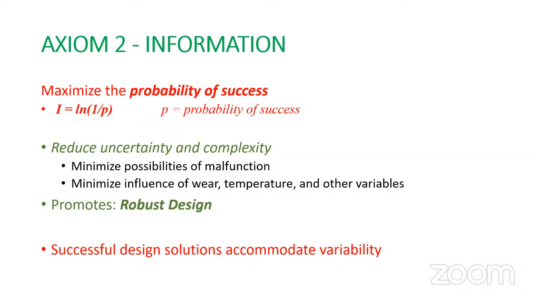The idea is to reduce uncertainty and complexity. We're uncomfortable with uncertainty. We would like, when we open up our cell phone, to be certain that we're going to be able to check our email or connect with our friends. When we climb on the airplane at Logan, we would like to be certain that we're going to arrive in Paris safely, right? We don't like uncertainty in engineering solutions. So we would like to minimize possibilities of malfunction and other variables. So, robust design.